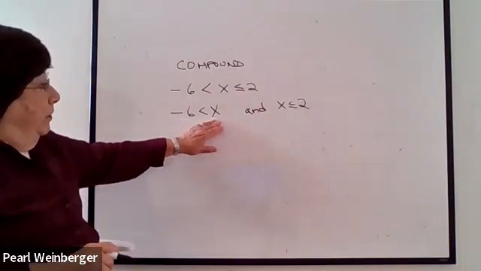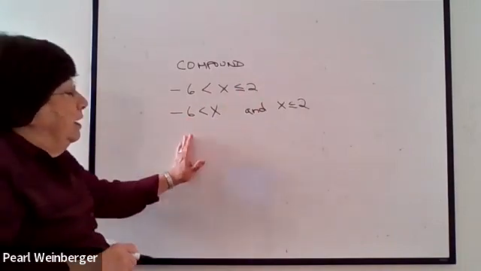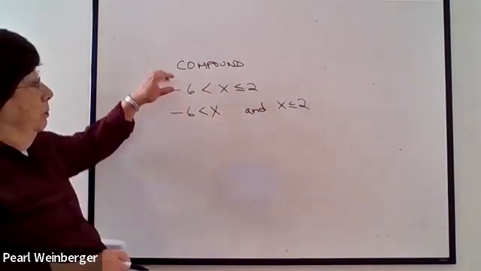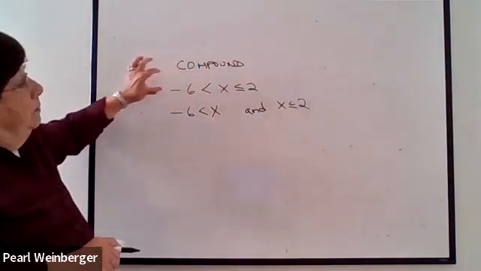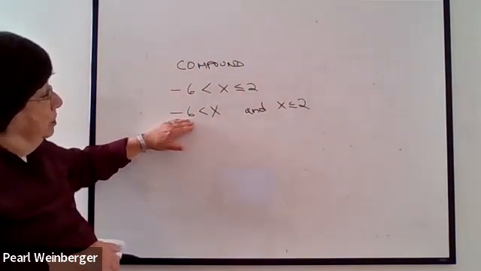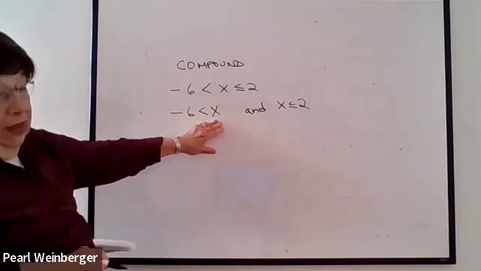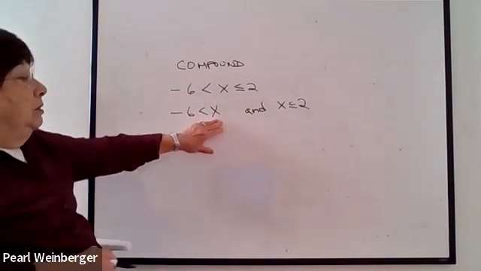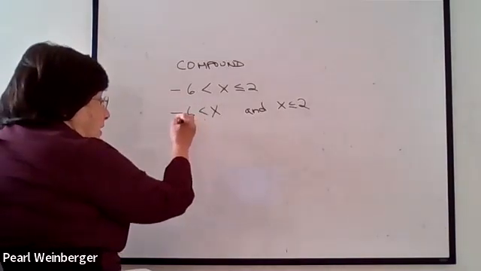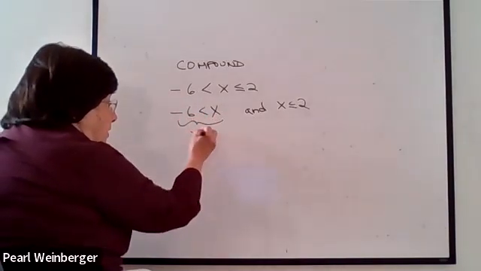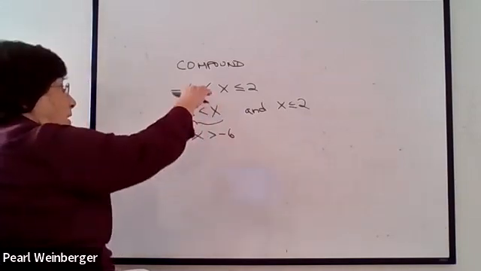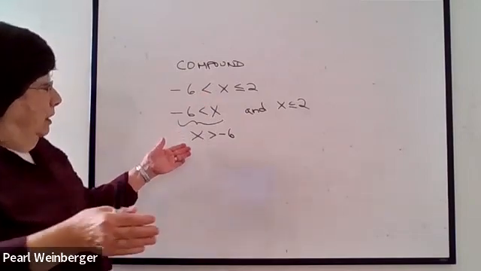Usually, when we have an inequality, we want the x to be on the left and the number to be on the right. But in order to use this compound inequality, we have to put it so that the number is on the left and x is on the right. Well, just remember, if -6 is less than x, that's equivalent to saying that x is greater than -6. You can always turn around an inequality.